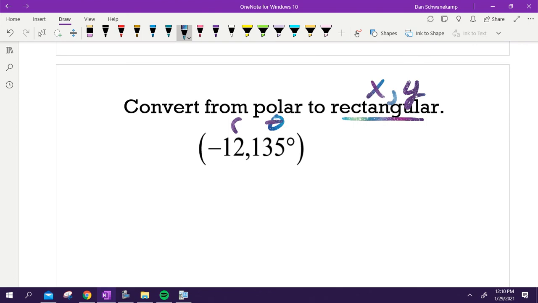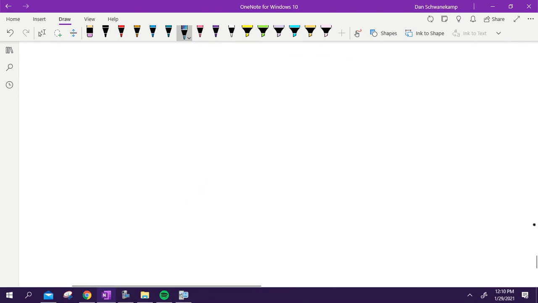Again, today was a focus on equations. Let's do this one real quick. R equals 3 secant theta. Convert that and graph it. R equals 3 secant theta. Convert it to rectangular and then graph it. Good. We're doing a good job here.